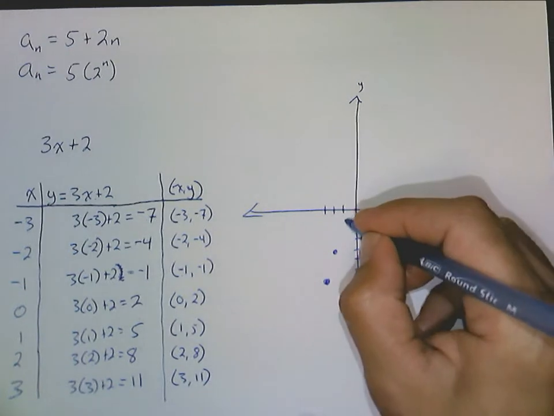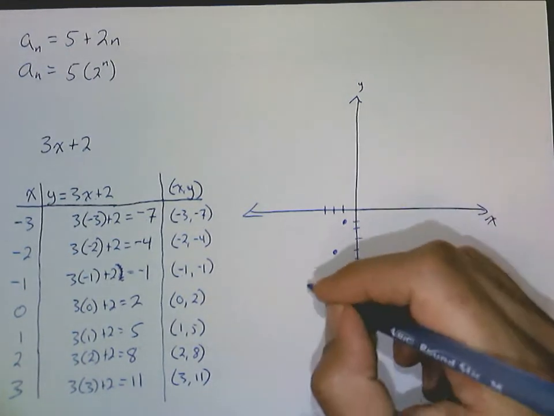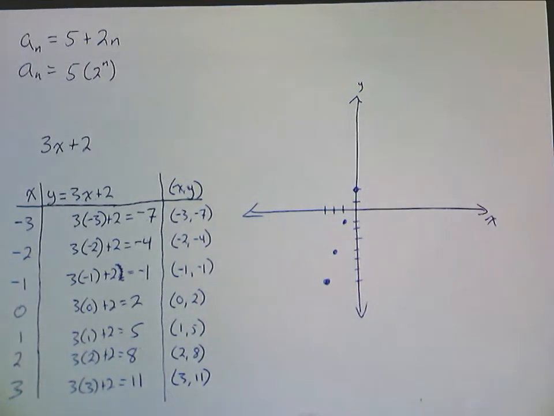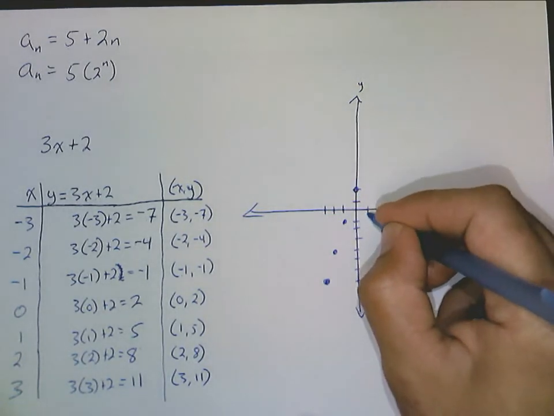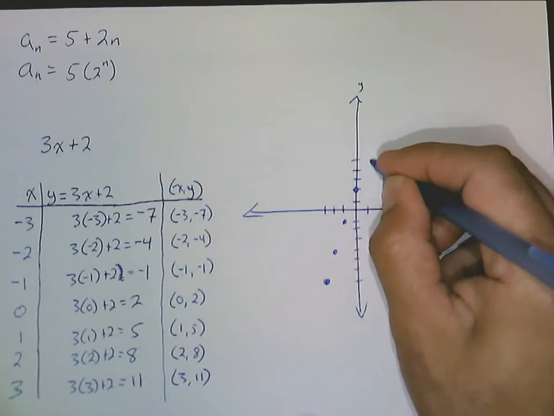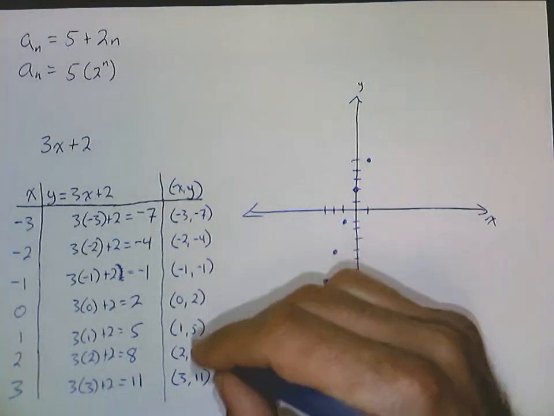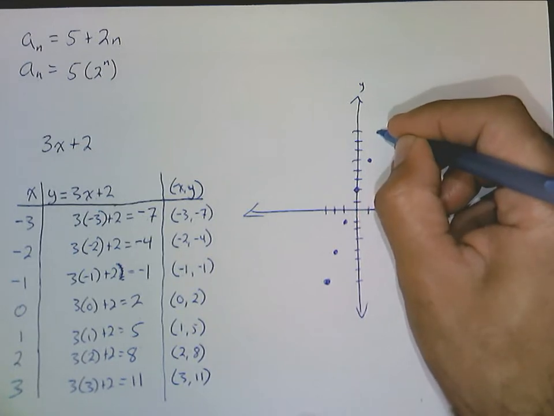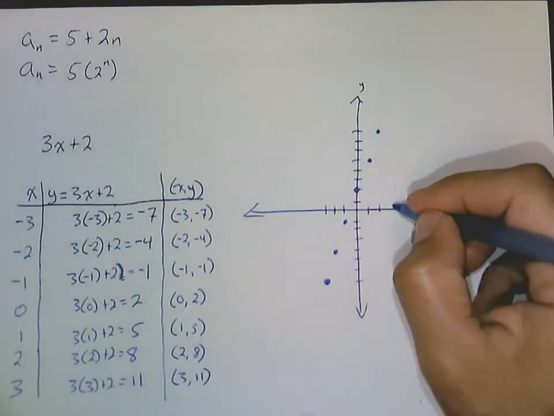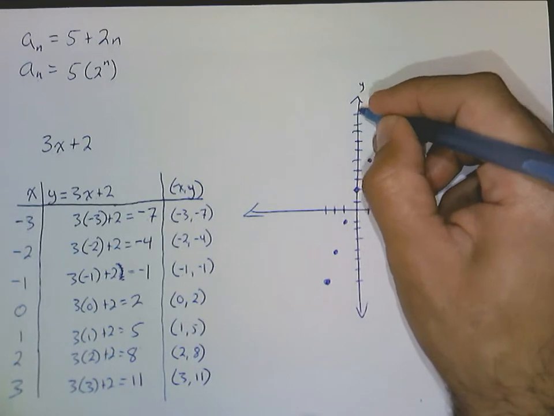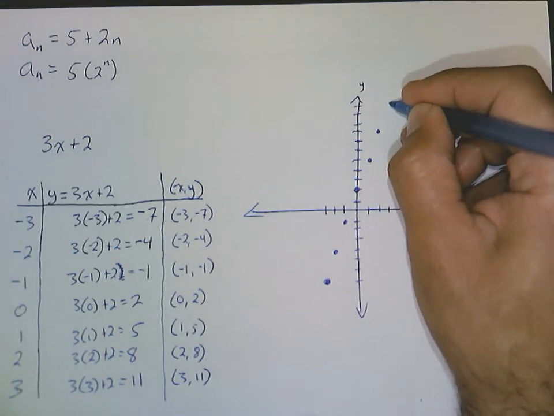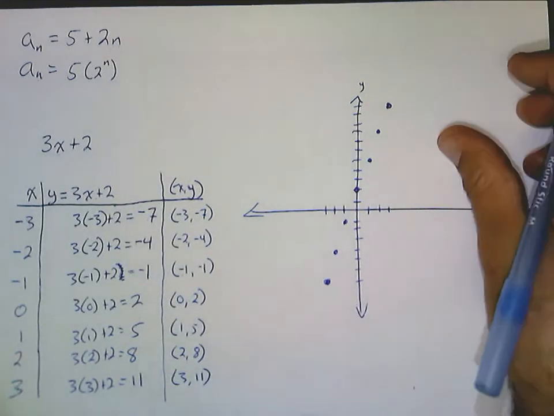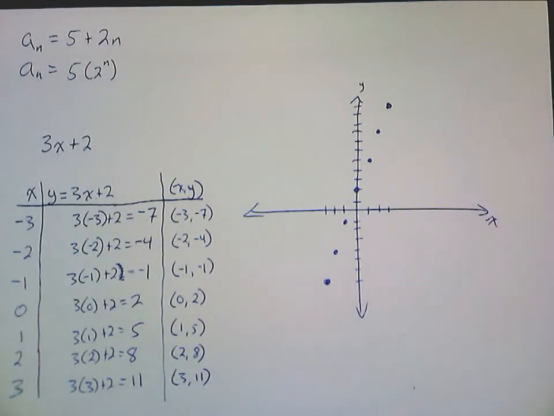-1, -1, that's right there. 0, 2, that's right there. 1, 5, right there. 2, 8, about right there. And 3, 11. 9, 10, 11. And of course, this is just free-handed, so it's not going to be perfect, but you kind of get the idea here.